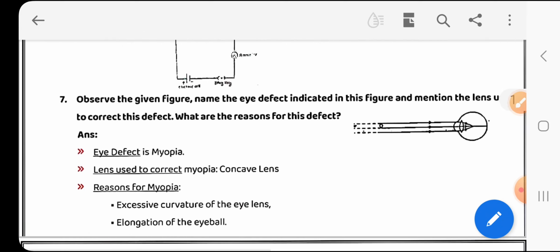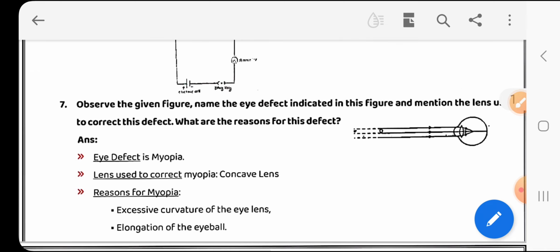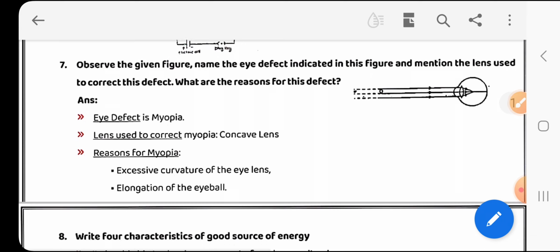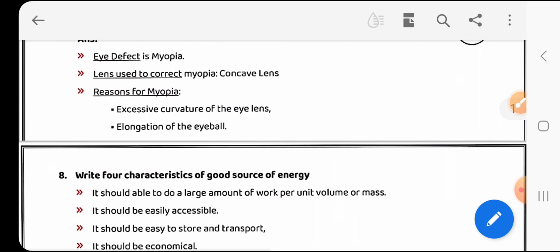Observe the given figure. Name the eye defect indicated in this figure and mention the lens used to correct this defect. What are the reasons for this defect? So you are seeing this figure. Eye defect is myopia. Lens used to correct myopia is concave lens. Reasons for myopia are excessive curvature of the eye lens and elongation of the eyeball.